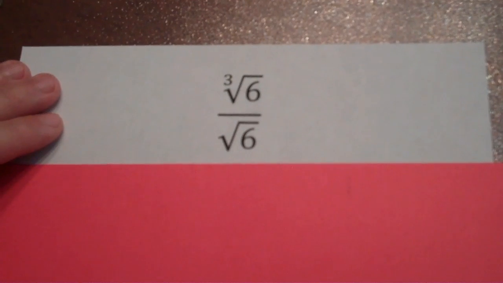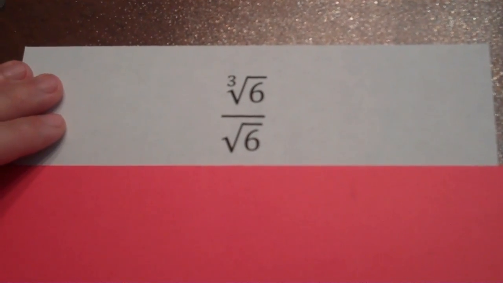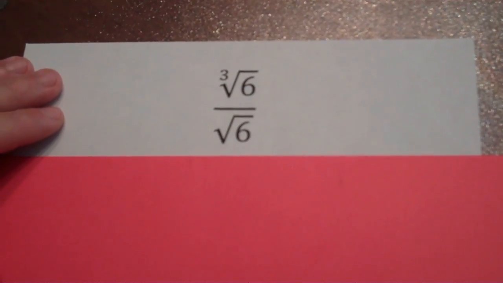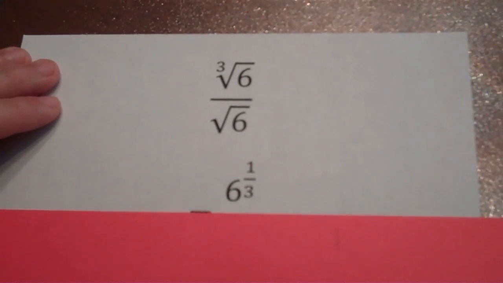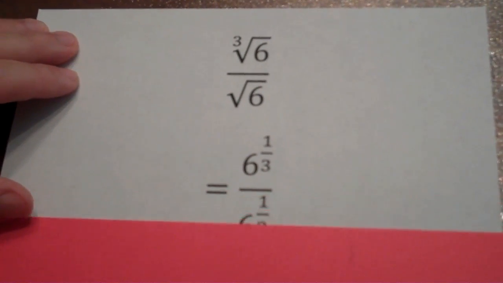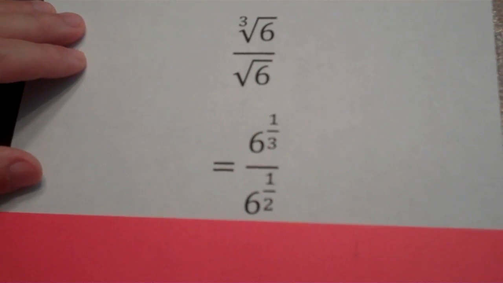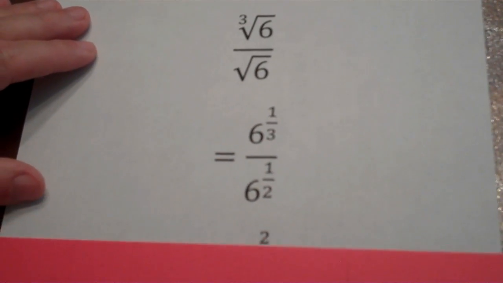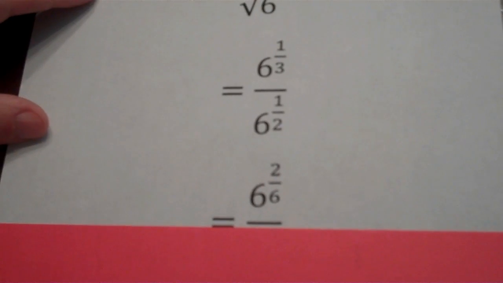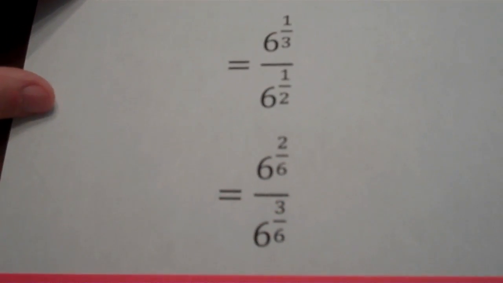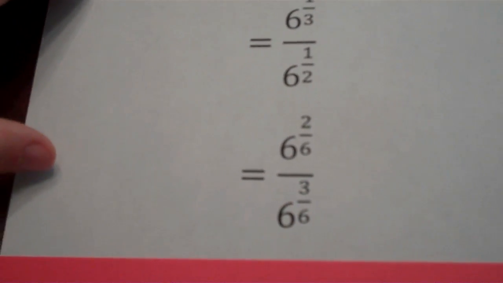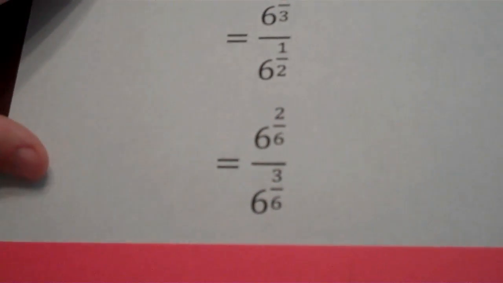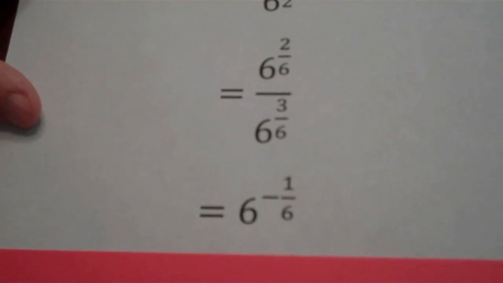What if I have the 3rd root of 6 divided by the 2nd root of 6? Well, I'm going to repeat pretty much the same process here, and I'm going to do it a little more quickly, I think. That would be 6 to the 1/3 power divided by 6 to the 1/2 power. Now I need to subtract my exponents, but I need a common denominator, so once again, the 1/3 becomes 2/6, and the 1/2 becomes 3/6.